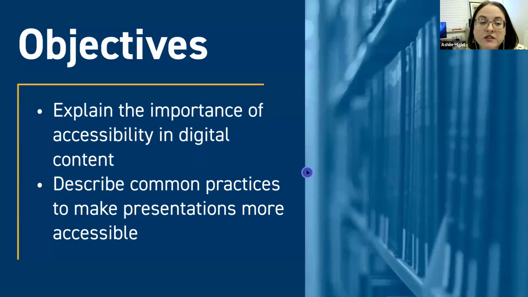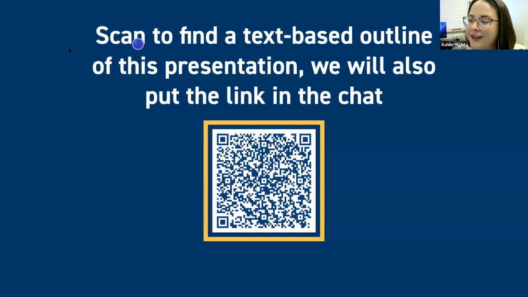Okay, today our objectives are to explain the importance of accessibility in digital content and describe common practices to make presentations more accessible. We do have a text-based outline for this presentation. You can scan the QR code, or there will be a link in the chat for you to use. I will talk more about the text-based outline later, but as we go along, you can follow us if you would like. Give everyone a second to scan if you have time.